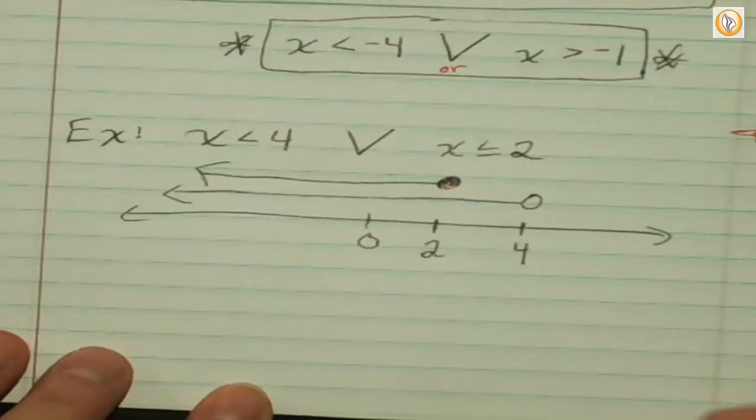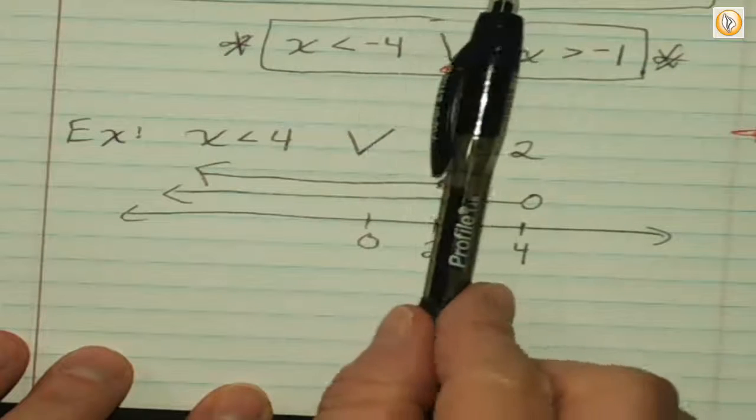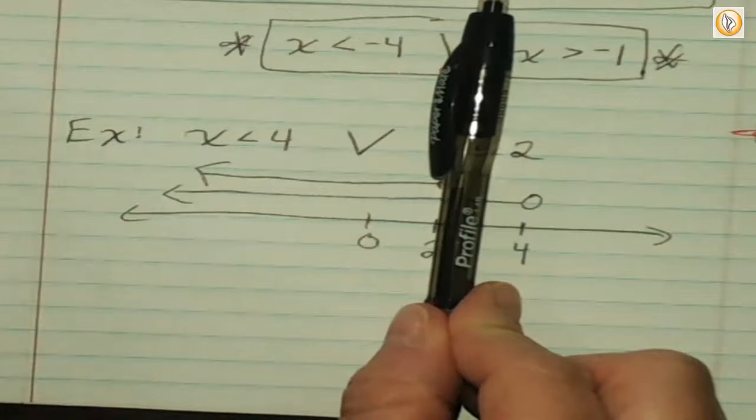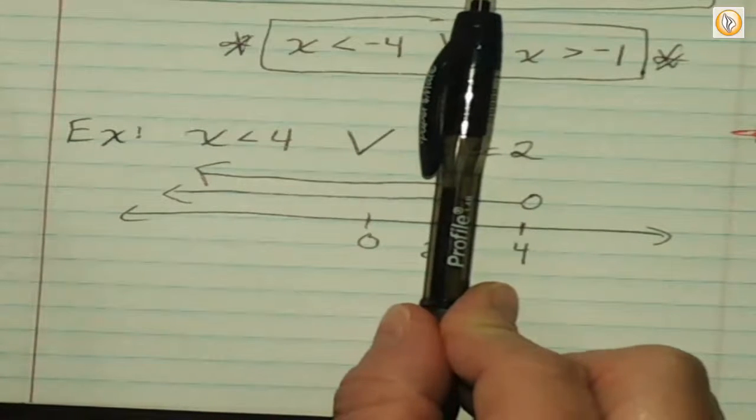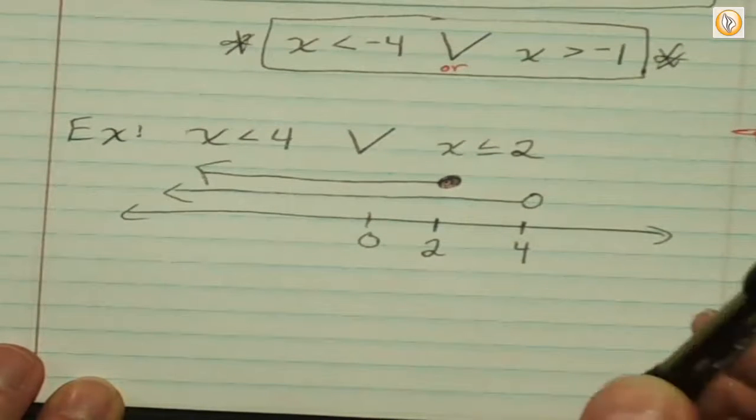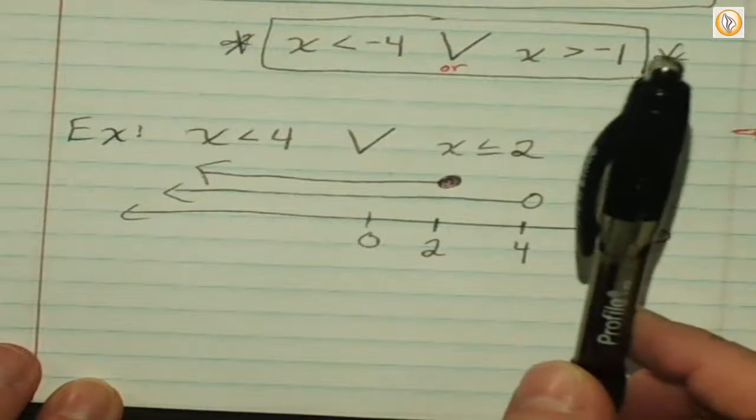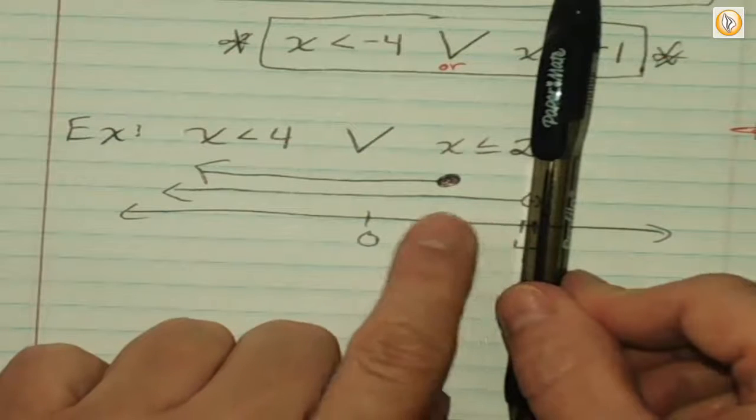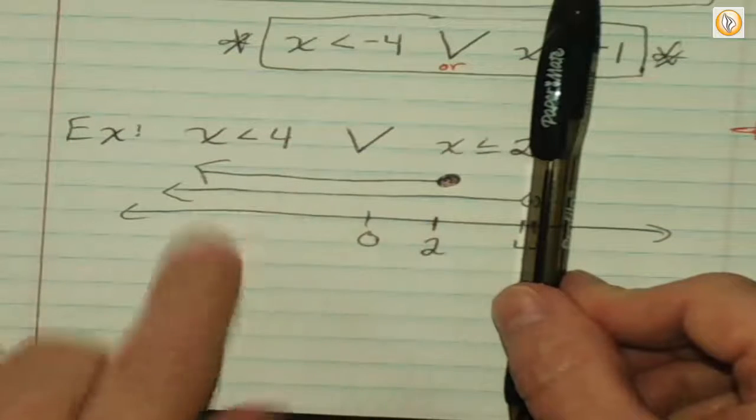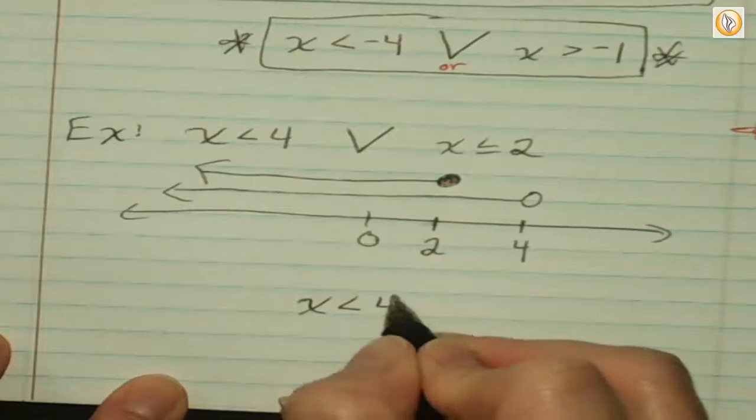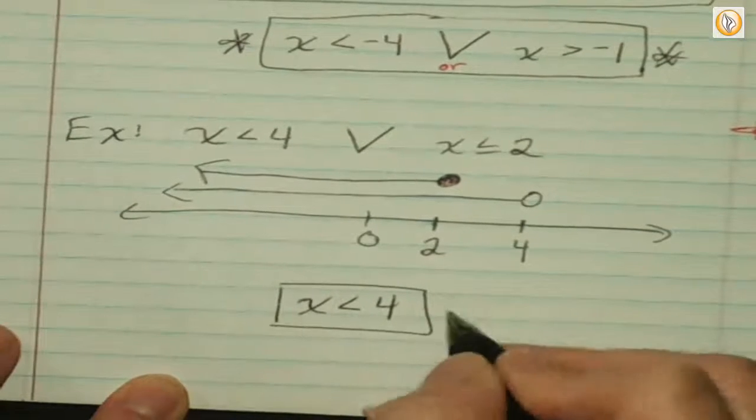Whereas with conjunctions, our answer would be x is less than or equal to 2, right? That would have been your conjunction. This time with disjunctions, it could be any of it. It could be less than 4. It can be less than 2. So in this case, x is less than 4 is your answer.